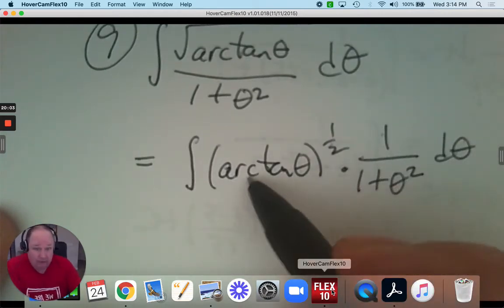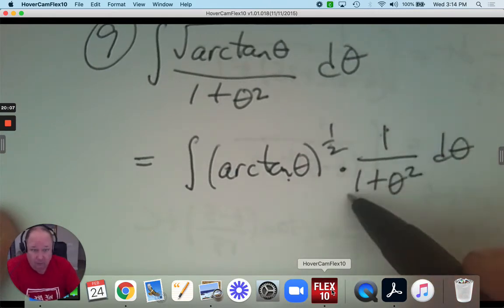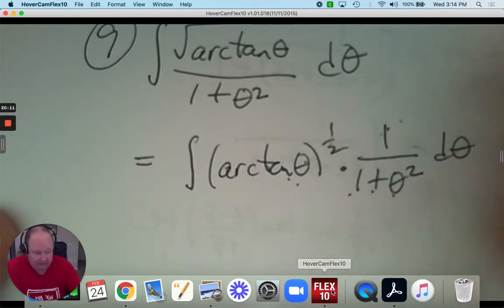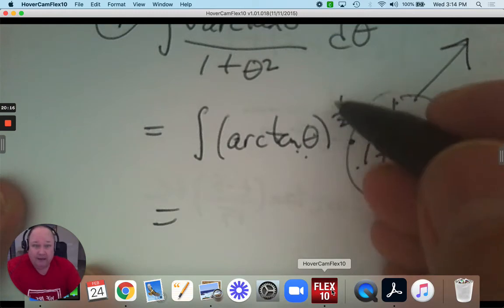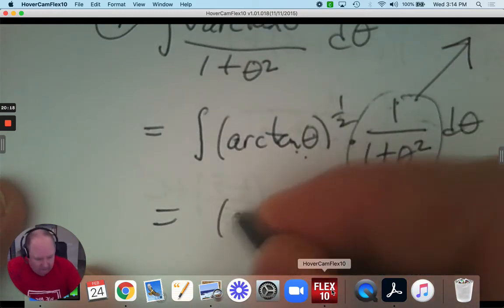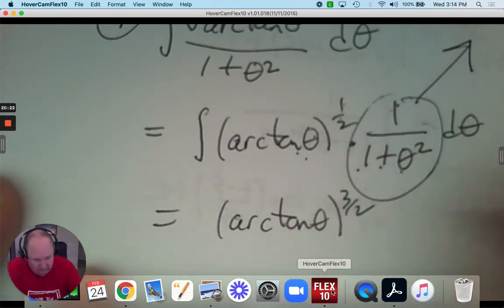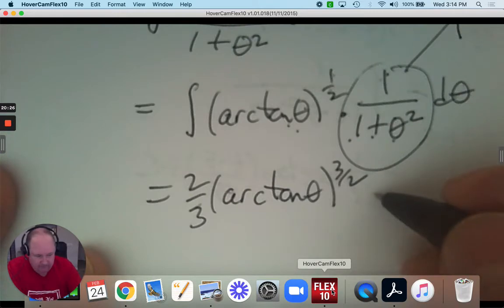Now the derivative of arctangent is this, 1 over 1 plus theta squared. This is the correct derivative of arctangent. So it is the correct hook. I can unhook it, and then I just need to add 1 to the exponent. So 1 plus 2 is 3. And then divide, or the reciprocal, and then the constant.